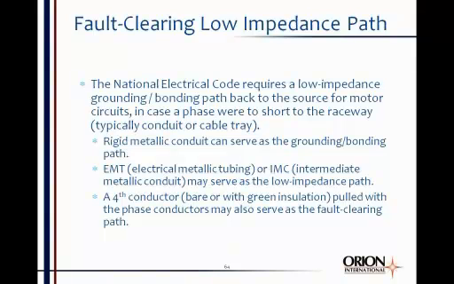Now, rigid metallic conduit can serve as the grounding bonding path. Okay, it can serve as the low impedance path for a motor. Rigid metallic conduit can. So can EMT, electrical metallic tubing, sometimes called thin wall conduit. Sometimes IMC is used, intermediate metallic conduit. That can also serve as a low impedance path.